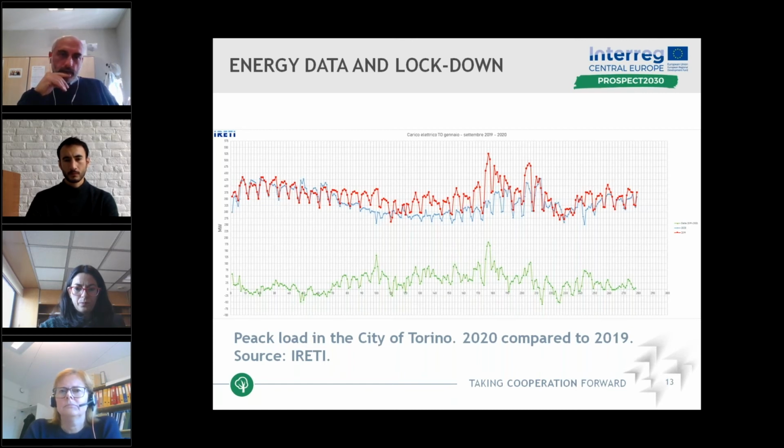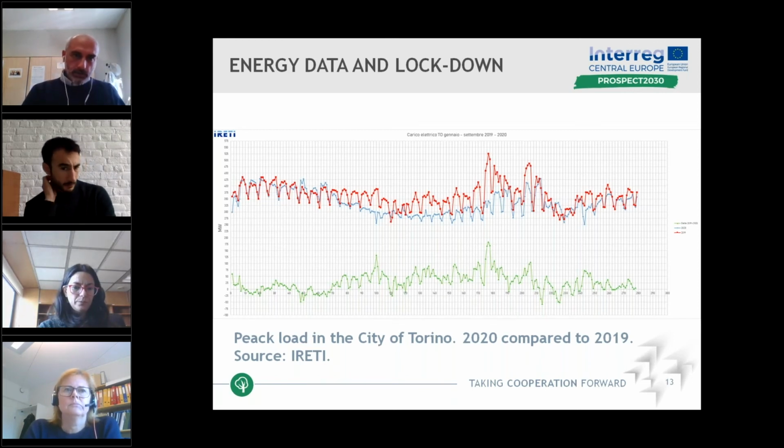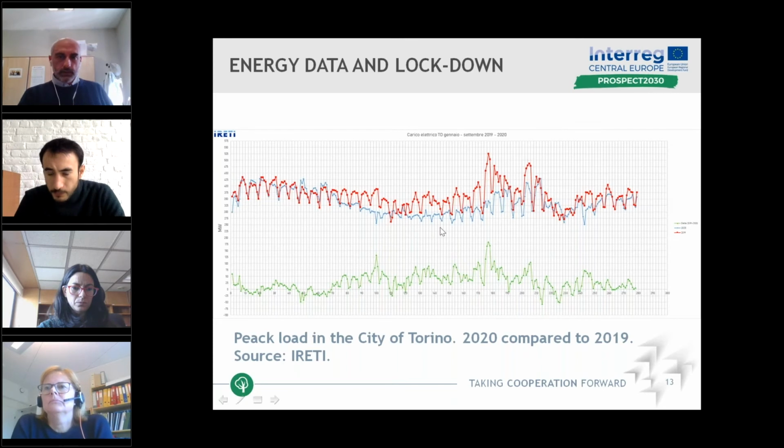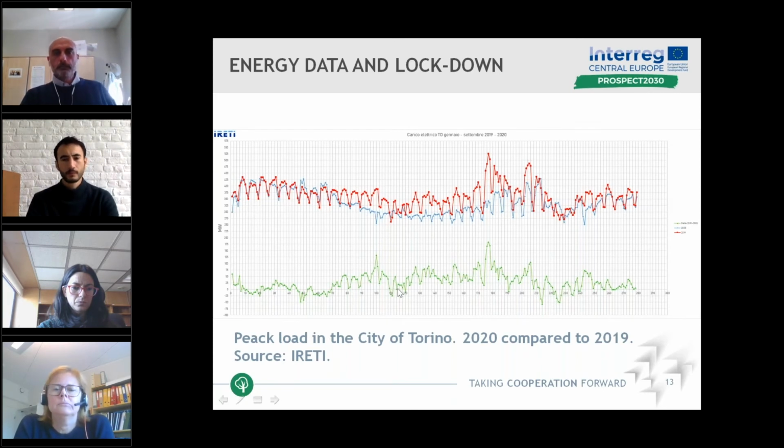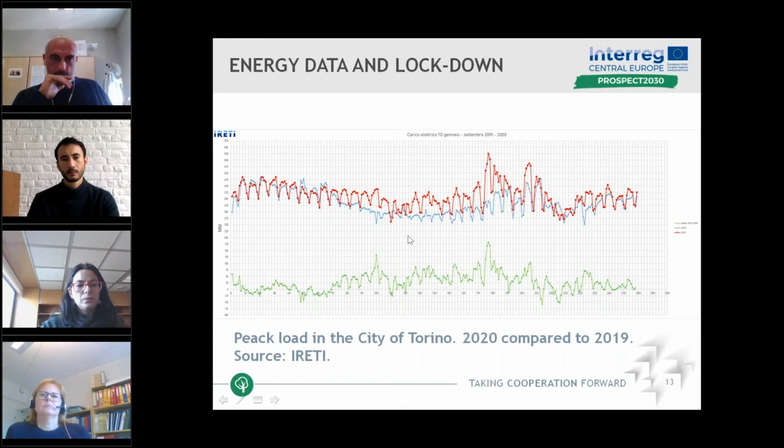So this is a diagram in which the daily peak load is provided. The blue line is 2020, the red line is 2019, and the green one is the difference between them. Here it is again very evident that during lockdown, which starts here in March, April, and so on, consumption dramatically decreased, and the curve is also flatter than in the previous year.